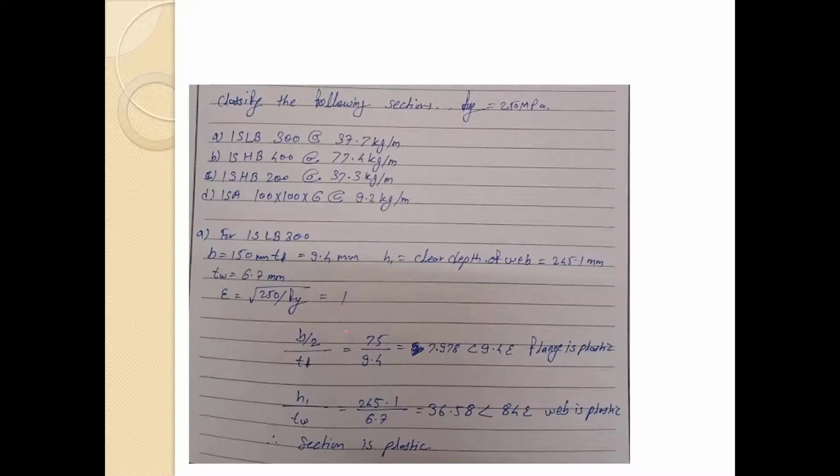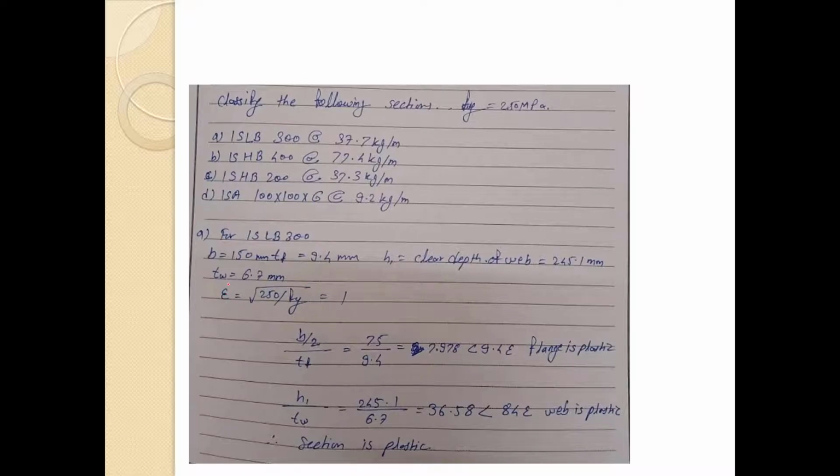Now, in the exam, the question will sometimes be asked to classify the following sections into the different categories which are given in the code. So we'll take some sections and check in which category they fall. First, that is ISLB 300. The breadth is 150 mm, thickness of the flange is 9.4, H1, that is the clear depth of the web, is 245.1 mm, and thickness of the web is 6.7 mm.